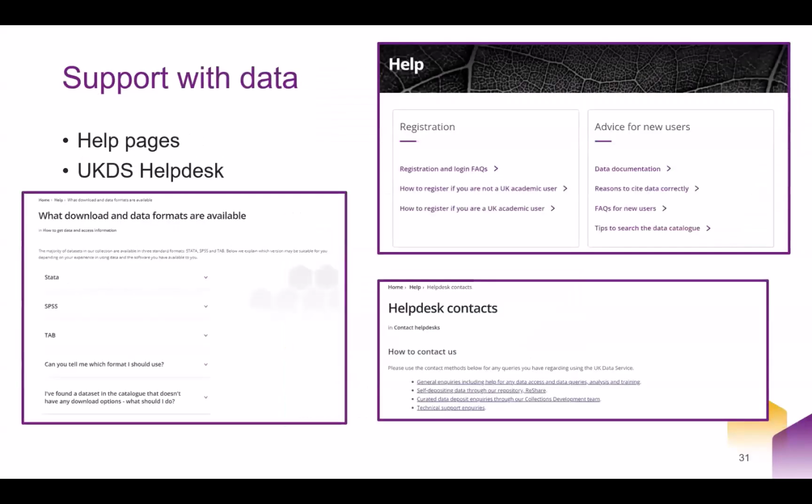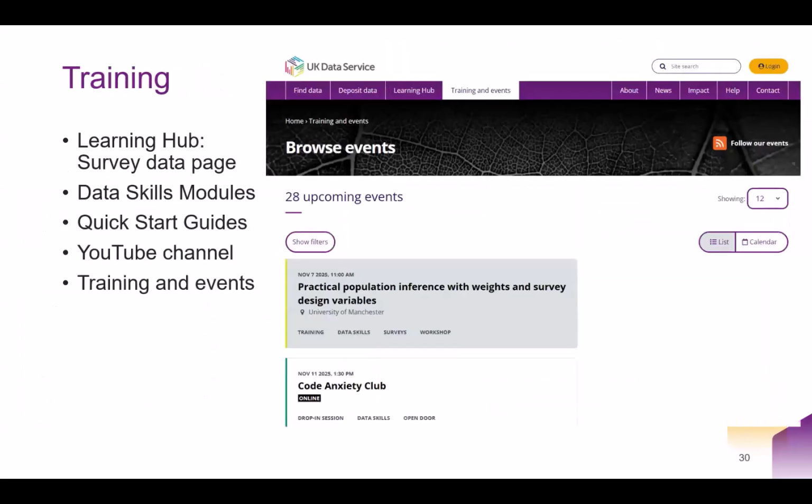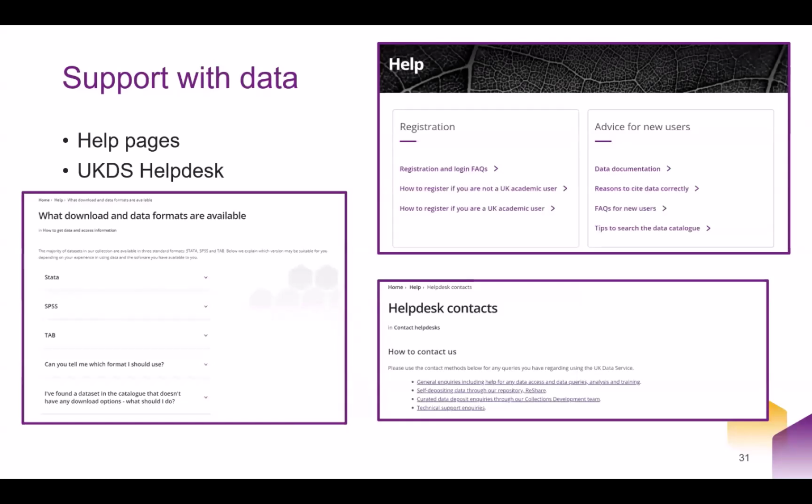If you need any support at all with the data, because it is a lot to get to grips with sometimes, finding which data format to use, thinking about the documentation, which year of the survey is most suitable for your research, how do you register, how do you cite the data, etc., please do start with our help pages. They're just on the right up here, accessible from the home page. Here you can find our frequently asked questions, so have an explore around those if there's anything in particular you're stuck on.